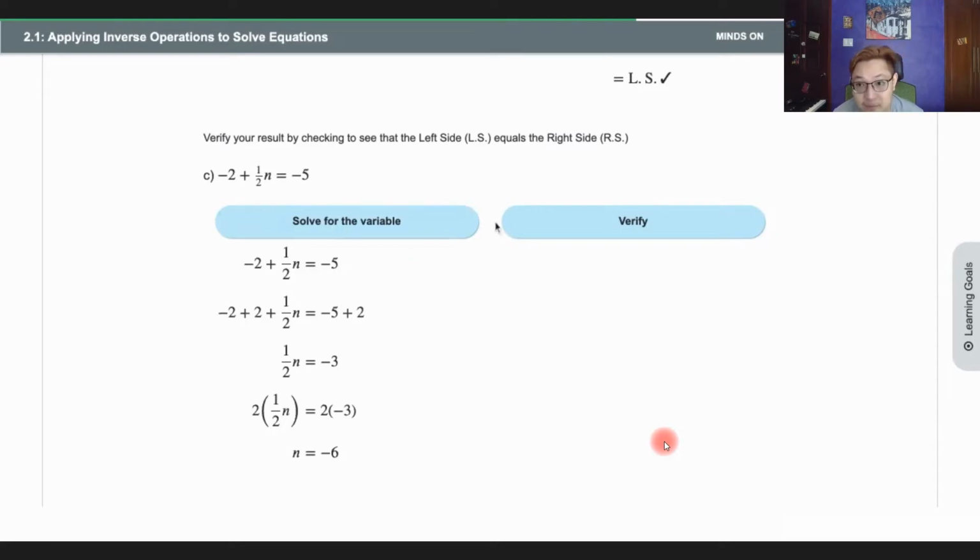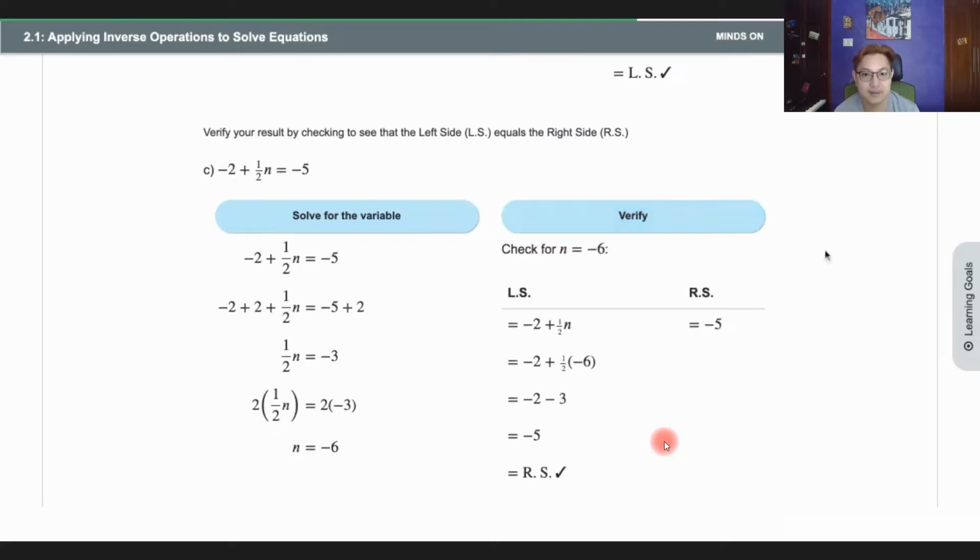So, you know, a half, when you move it to the right side, it becomes 2 over 1, right? It just flipped. So 1 over 2, when it comes to the right side, becomes 2 over 1. So minus 3 times 2 over 1 is minus 6. So n equals minus 6.